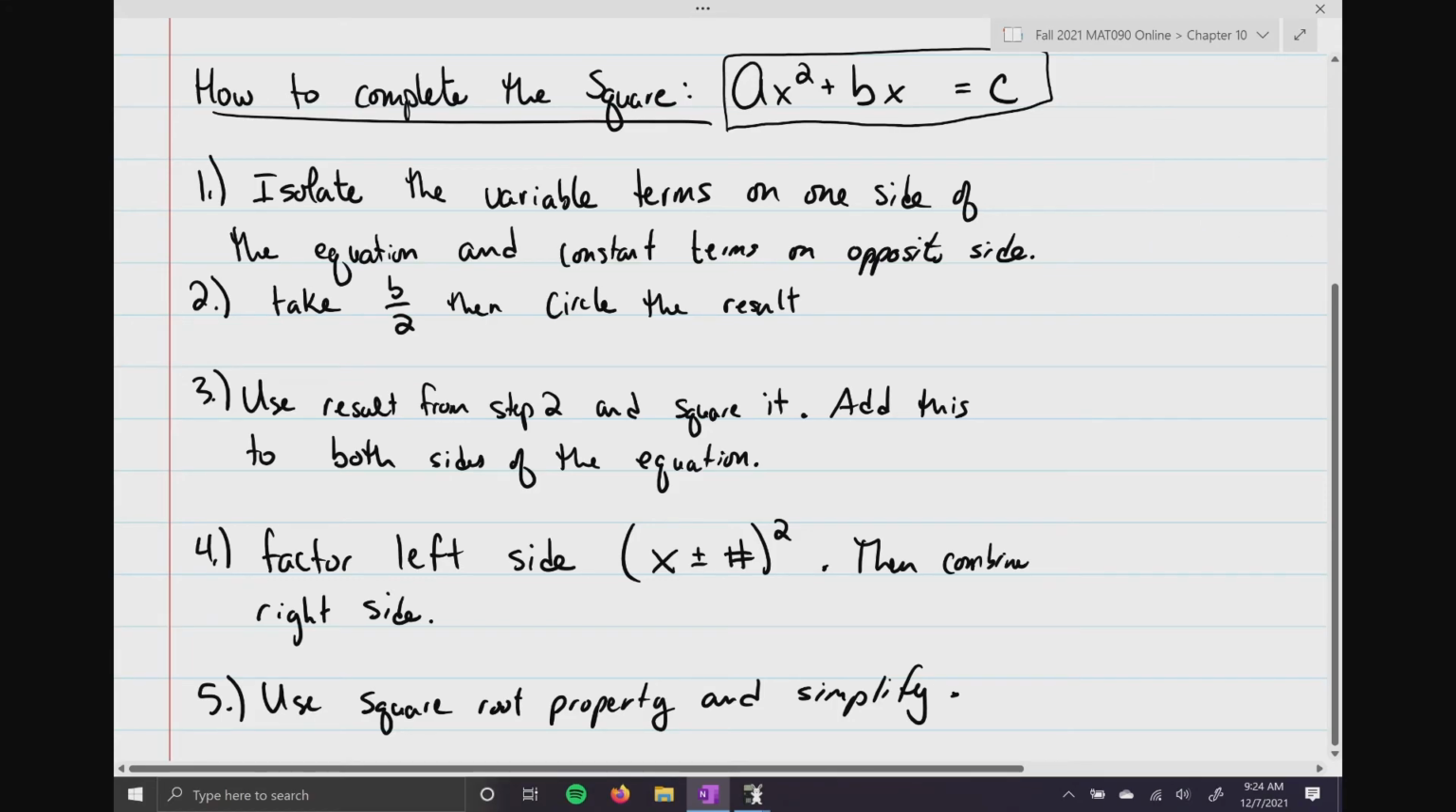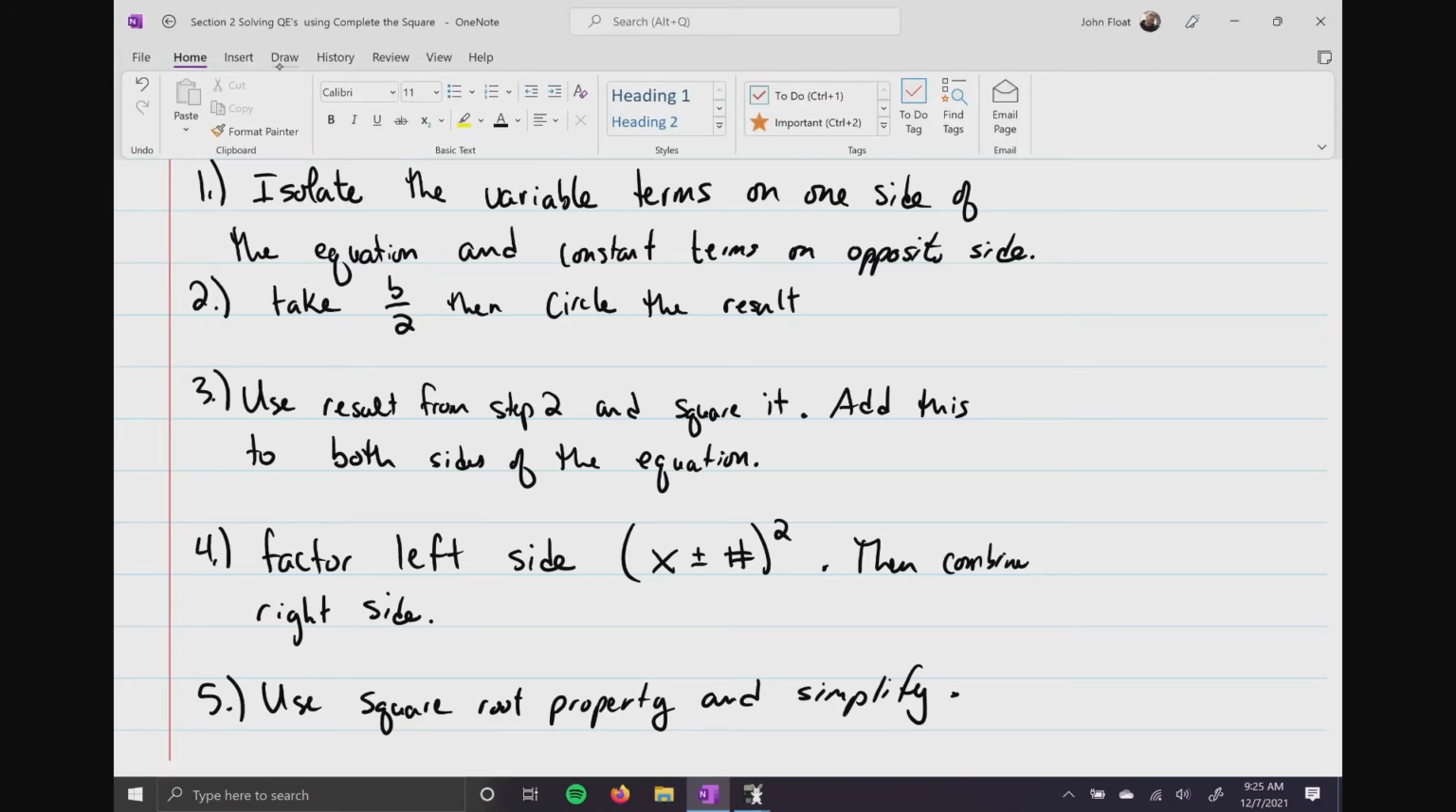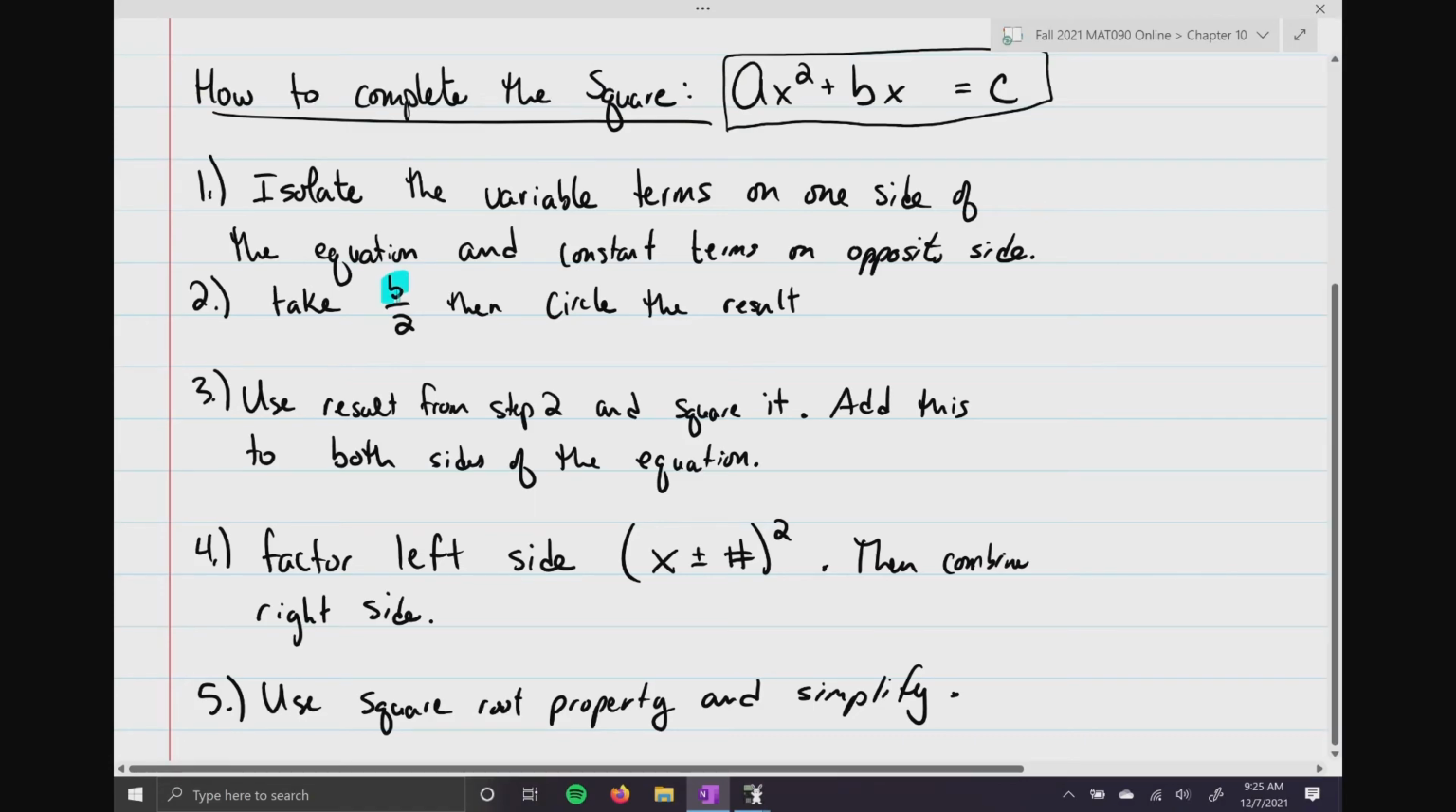Step 2, you're going to take the b coefficient. I'm going to highlight it here so you can see it. So we're going to take b and divide that number by 2. Whatever it is, you're going to divide it by 2 and circle the result. Okay? Now, step 3 says use the result from step 2 and square it. Add this number to both sides of your equation.